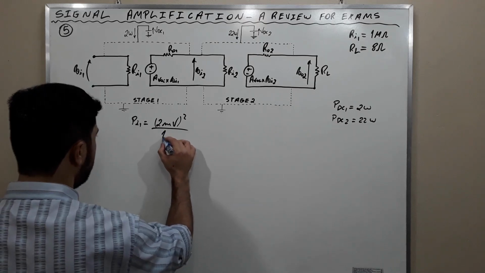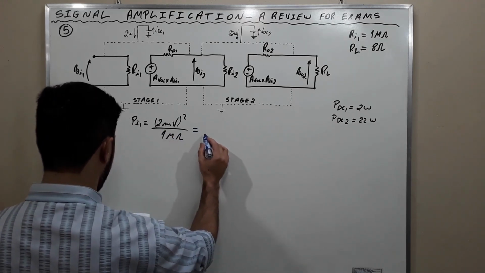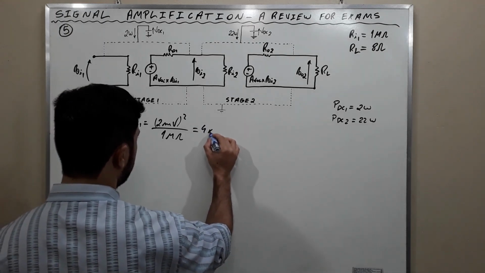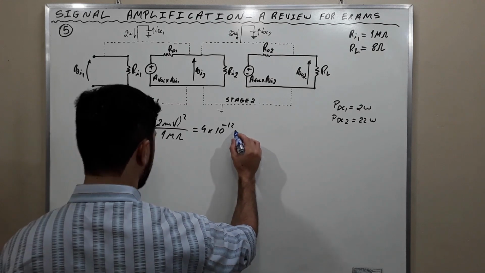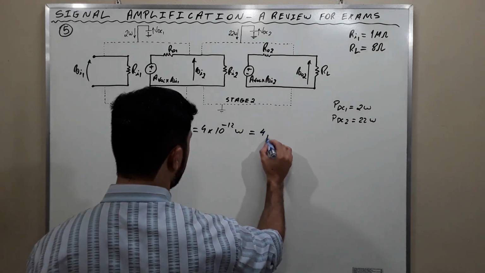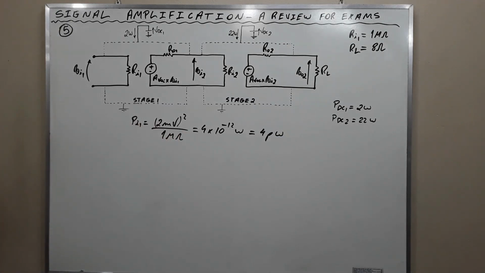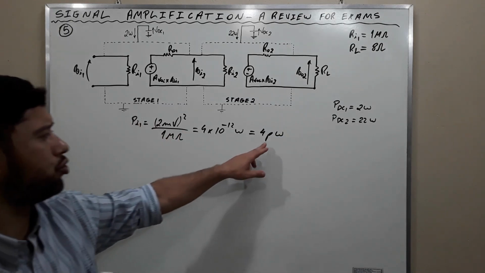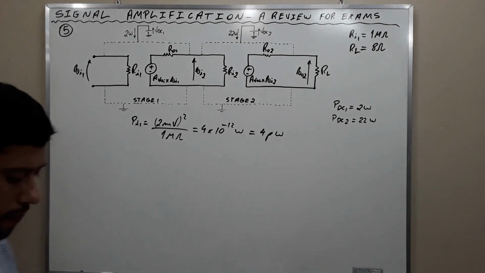divided by 1 mega ohm. And this is equal to 4 times 10 to the negative 12 watts, which is equal to 4 picowatts. A very, very extremely weak signal in power.